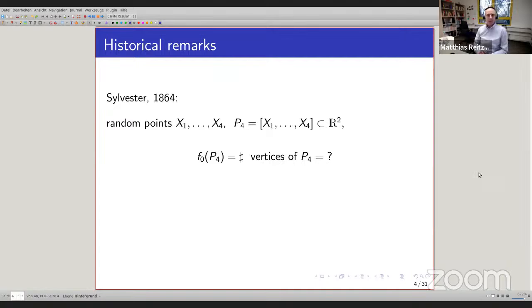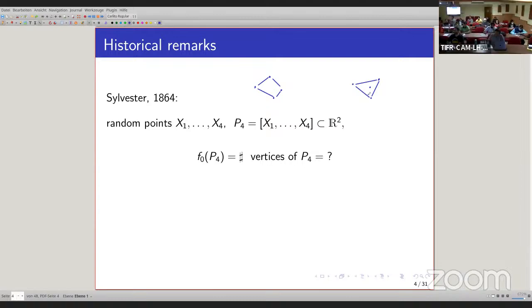And the question is rather old. It goes back to Sylvester nearly 160 years ago. And he asked the following question. You have 4 random points in the planar case, so in R2. You take the convex hull of these 4 points. And now there are 2 possibilities what might happen. You might have 4 points like this, and if you take the convex hull, then it's quite immediate that the convex hull is a foregone. But you could also have the following situation, that you have 4 points like this, and if you take the convex hull, you have a triangle. And the question of Sylvester was, what is going on in the mean? So the number of vertices is either 3 or 4, and what's the mean value?